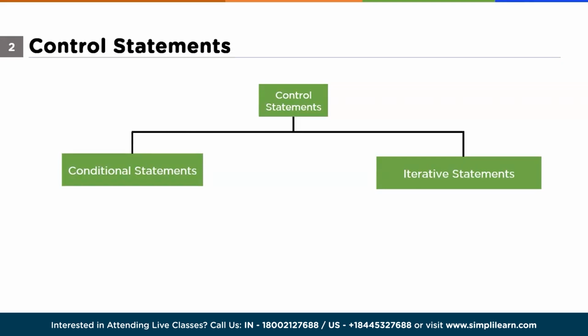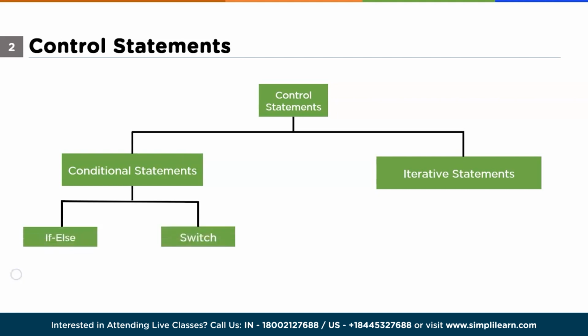Talking about conditional statements, as the name suggests, we use conditional statements when we have to make decisions based on conditions. When we have two choices, or when we have two different conditions and we want to make choices accordingly, that's where we use conditional statements. We have two different types of conditional statements, the if-else statements and the switch case.